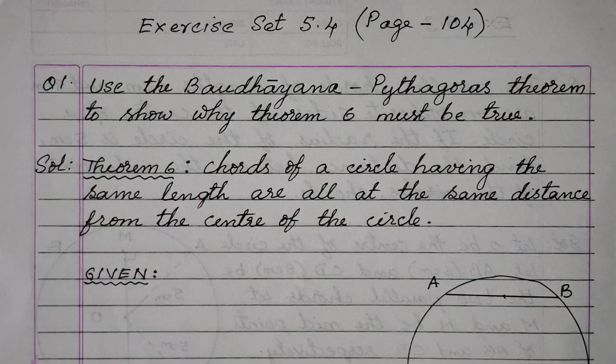So what does theorem 6 state? Theorem 6 states chords of a circle having the same length are all at the same distance from the center of the circle. So equal chords of a circle are equidistant from the center. That we need to prove. Here we need to prove by using the Baudhayana Pythagoras theorem.